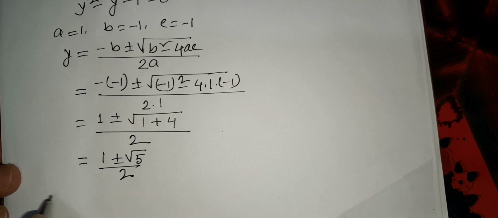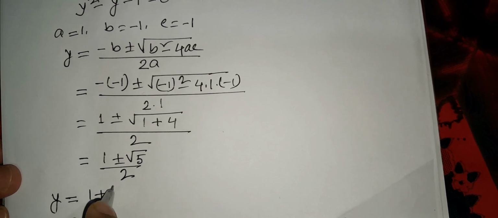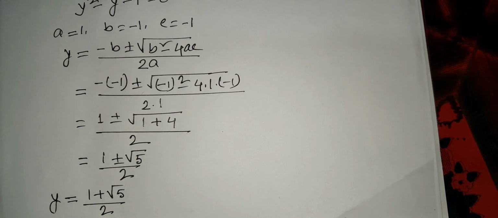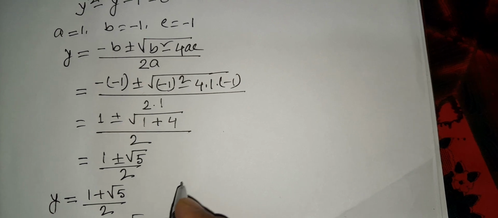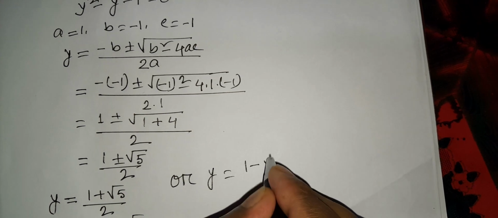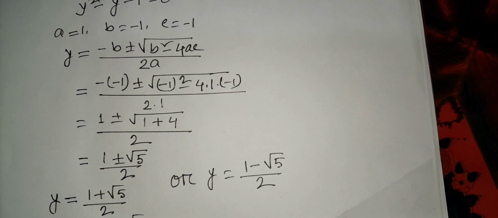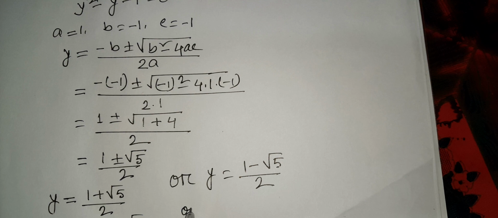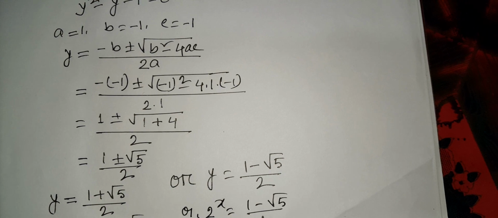Okay, here y equal to 1 plus root 5 by 2. So 2 to the power x equal to 1 plus root 5 by 2, or y equal to 1 minus root 5 by 2. Here, or 2 to the power x equal to 1 minus root 5 by 2.